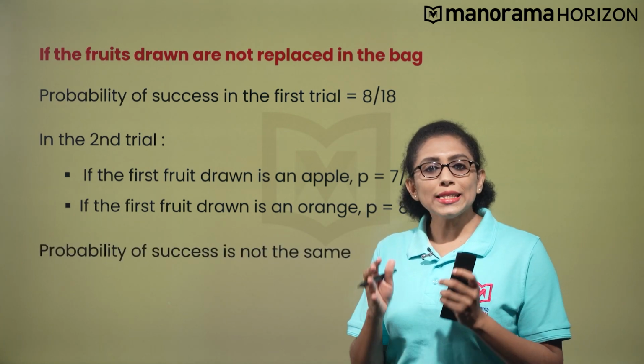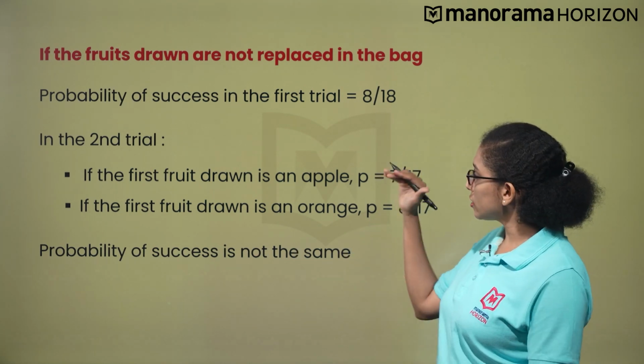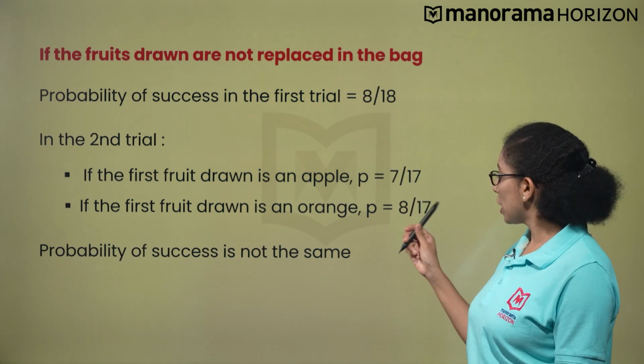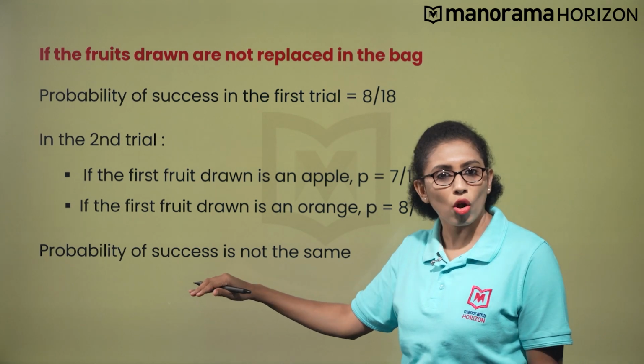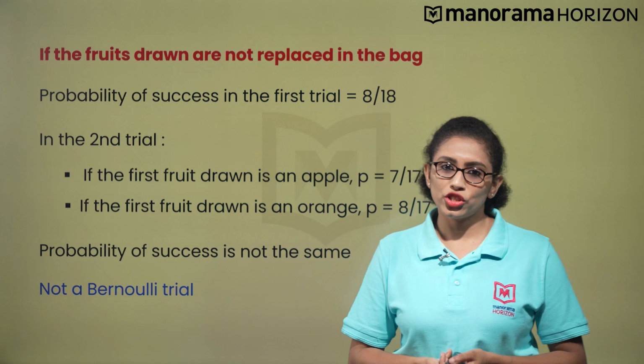So, we can see that the probability of success is not the same. In the first trial, we got it as 8 by 18. In the second trial, we got either 7 by 17 or 8 by 17. So, the probability of success is not the same. Hence, the trials are not Bernoulli trials.